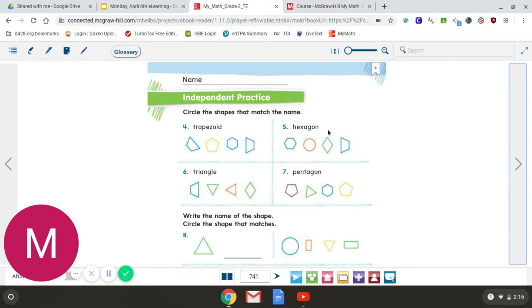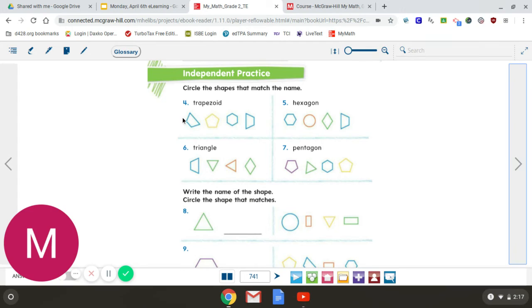For number 5, we're looking for hexagon. For number 6, we're looking for triangle. And for number 7, we're looking for pentagon. Now remember, you got to find the shape or shapes, there might be multiple, that are under this name and circle them.